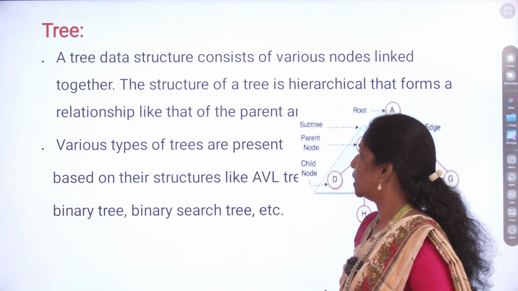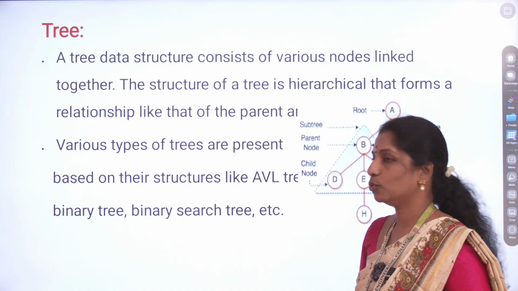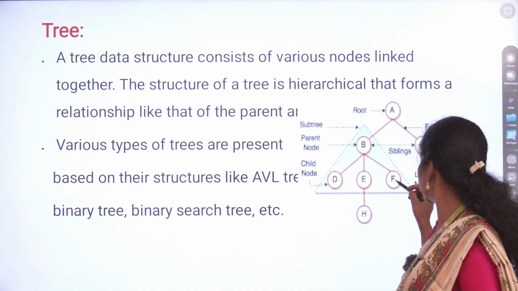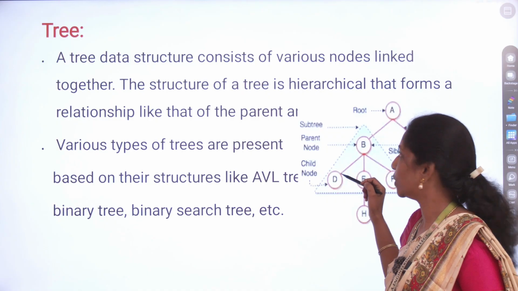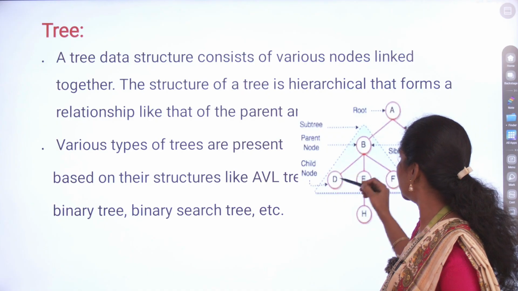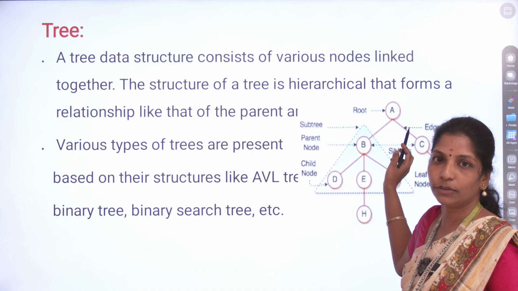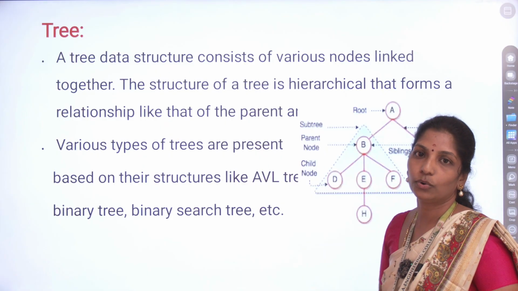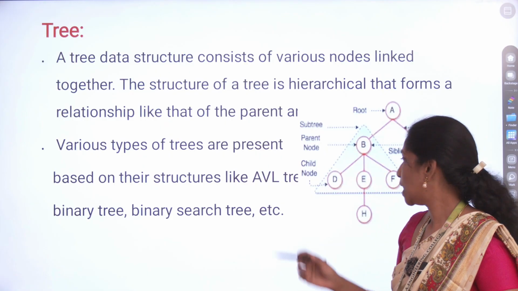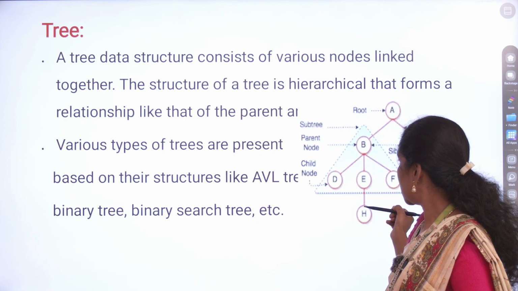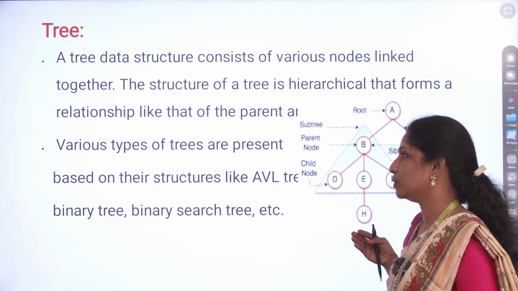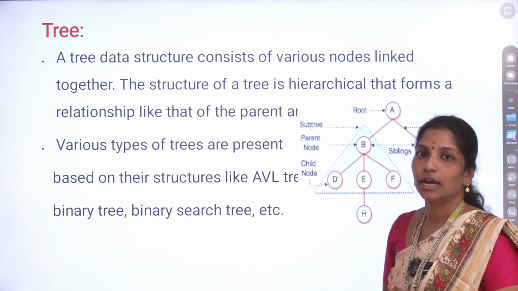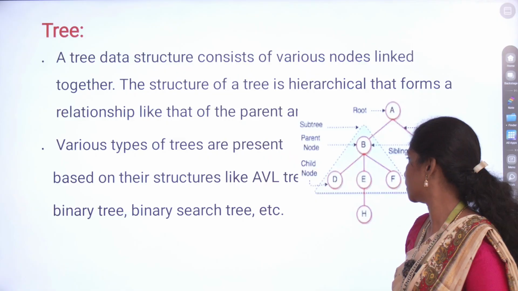A tree, a data structure, consists of various nodes linked together. So these are all nodes: A, B, C, D, E, F, till H. All these nodes are connected through a link. This link we call an edge. The top node we call the root node, otherwise the parent node, and the node at the end or edge we call a child node or a leaf node.